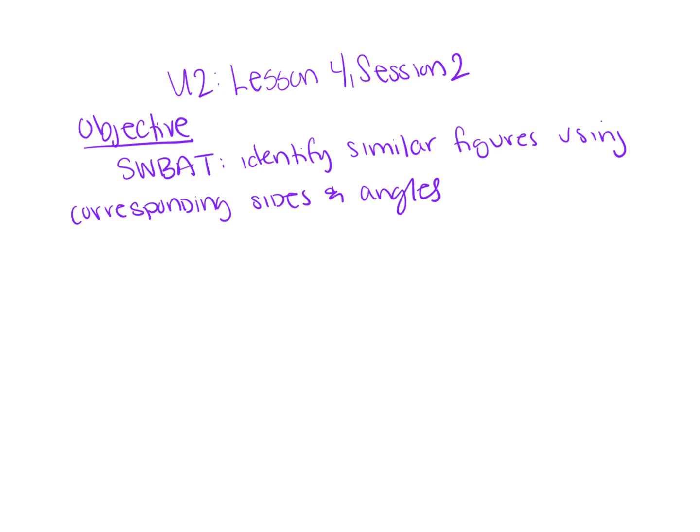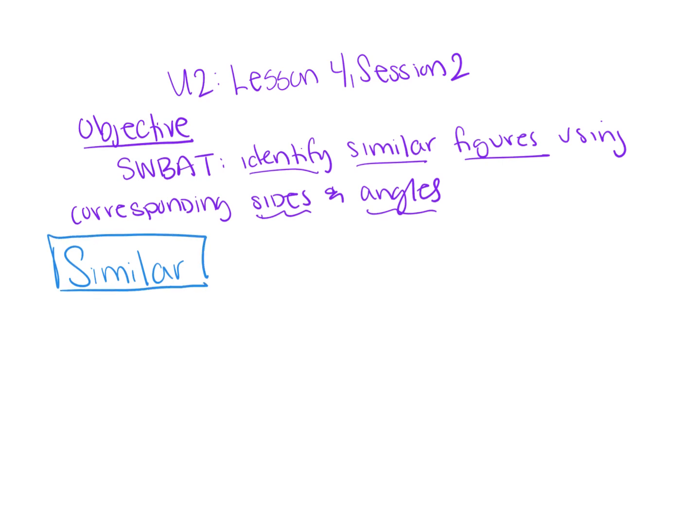All right, so we're starting session 2 of lesson 4. The objective this time is a little bit different. It is students will be able to identify similar figures using corresponding sides and angles. Now, we already talked about what similar means in session 1, but we're going to go ahead and define it again because it's new and it's a really big idea that we're going to try to understand in this unit.